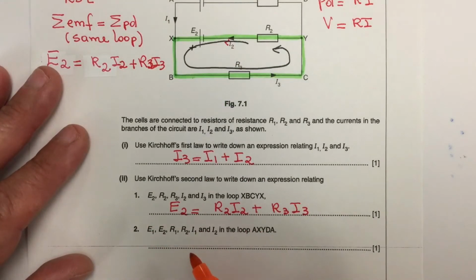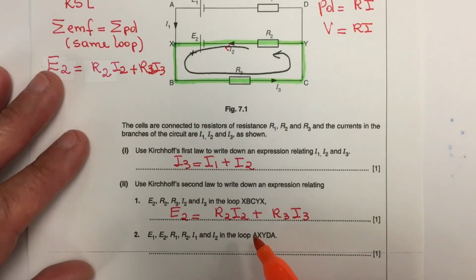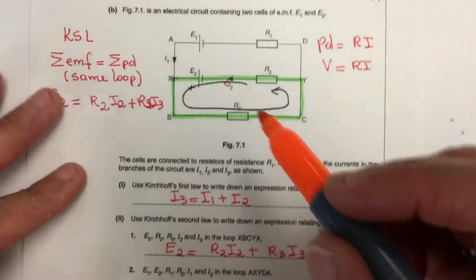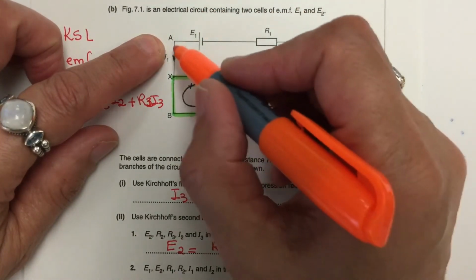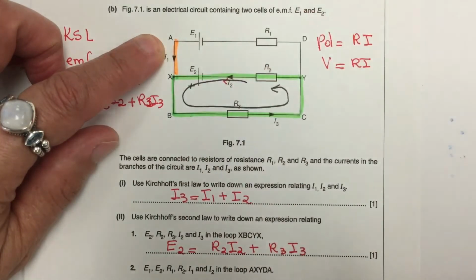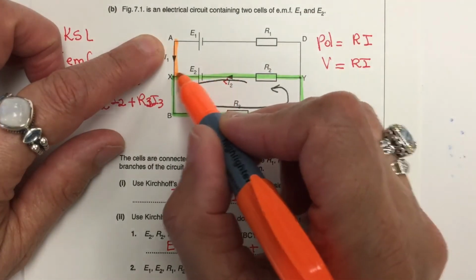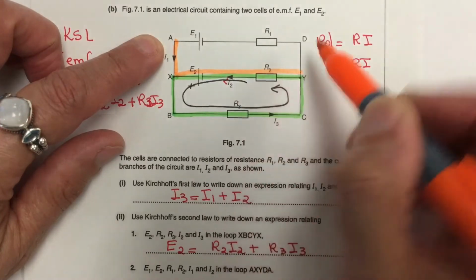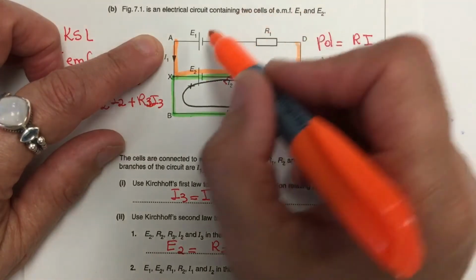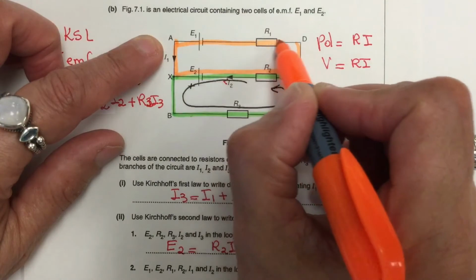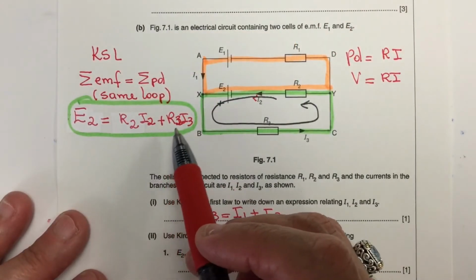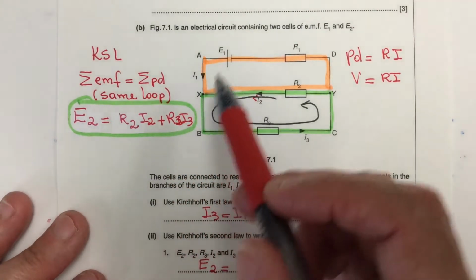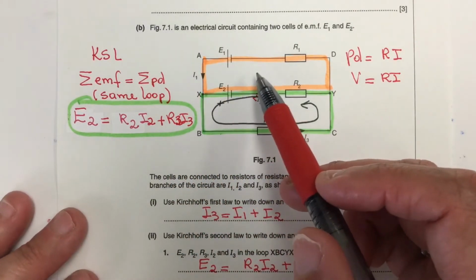The second question is asking to find an expression for the loop AXYDA. So now I have this orange loop. So this is the expression for the green loop. Now let's find an expression for the orange loop.